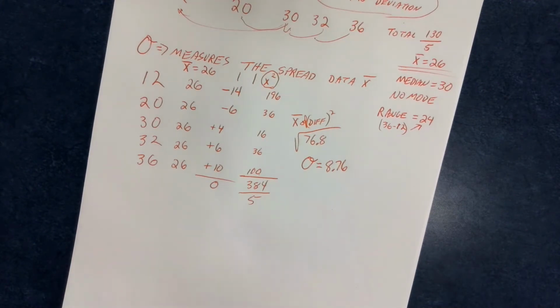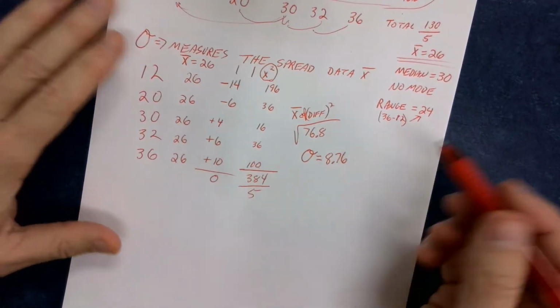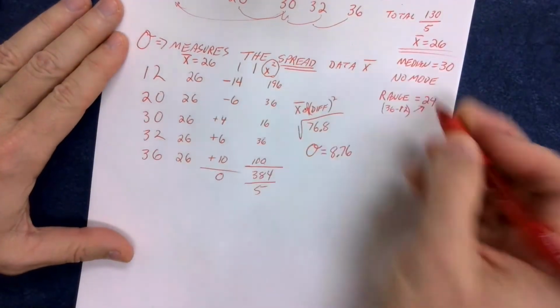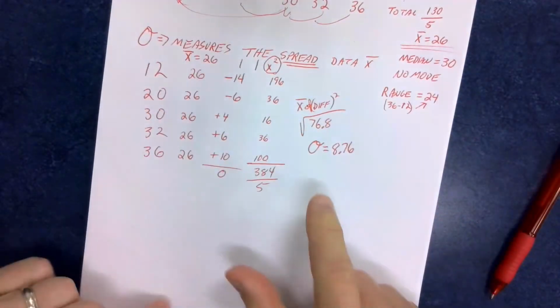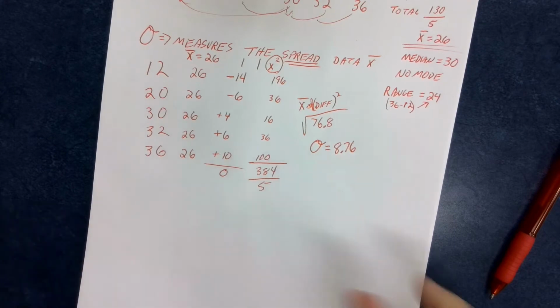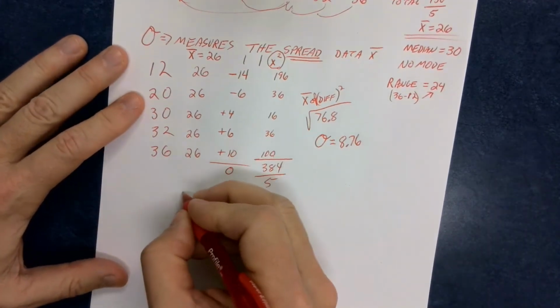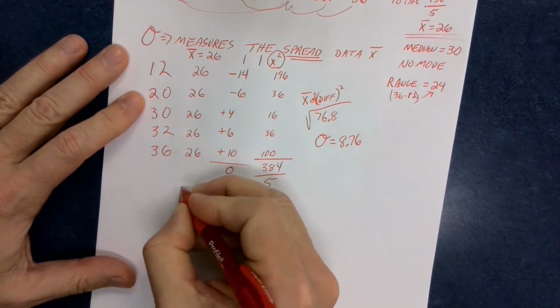Well, big picture, if we want the spread of the data to be really small, we're looking for a really small standard deviation. We don't want a lot of spread or change in it. For instance, maybe I'm making a bolt, right?